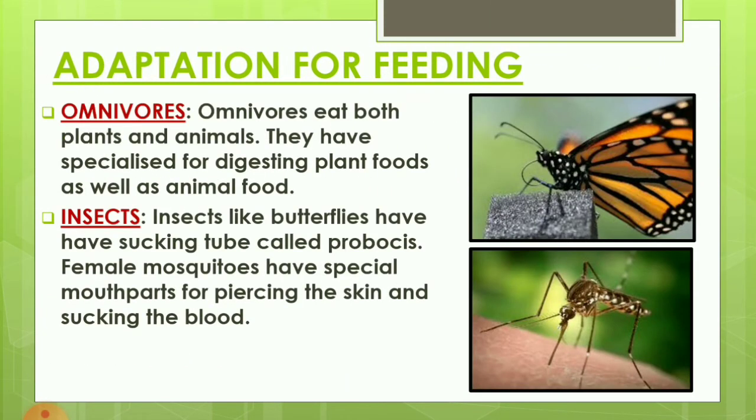Next are the omnivores. Omnivores eat both plants and animals. They are specialized for digesting plant foods as well as animal food.